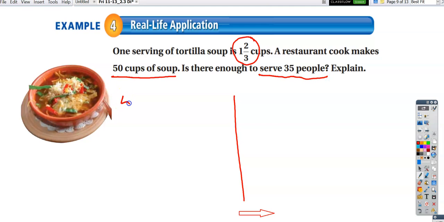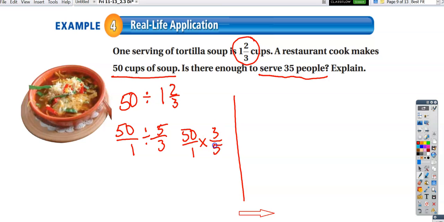So you would be thinking about, I've got 50 cups. How many 1 2/3 cups fit inside? If I have at least 35, then I've got enough to serve those people. So I'm going to just change it to 50 over 1 divided by 3 times 1 is 3 plus 2, 5/3. And that becomes 50 over 1 times 3 over 5.